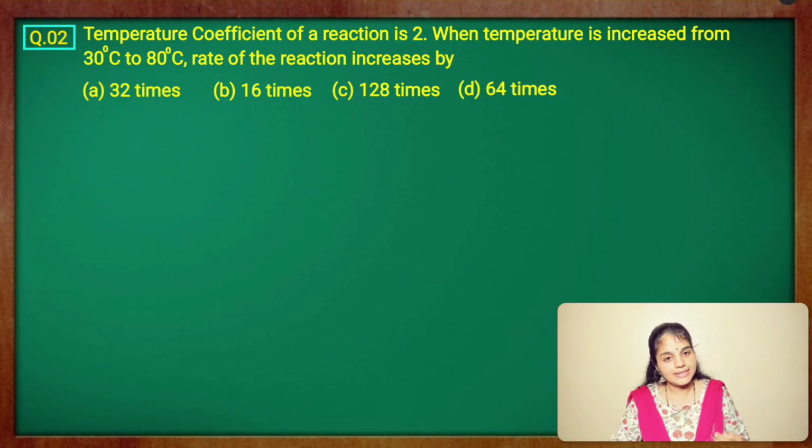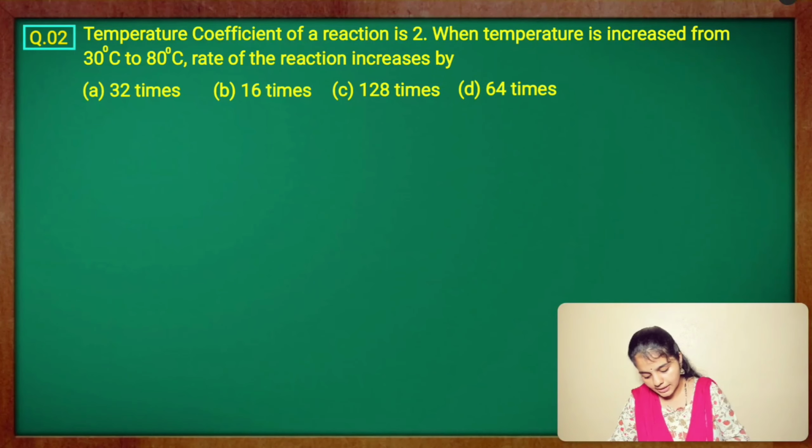Now let us see the second question. Similarly, you can solve this also. Let's do it together. Temperature coefficient of a reaction is 2. When the temperature is increased from 30 degrees centigrade to 80 degrees centigrade, the rate of the reaction increases by: option A, 32 times; option B, 16 times; option C, 128 times; and option D, 64 times.